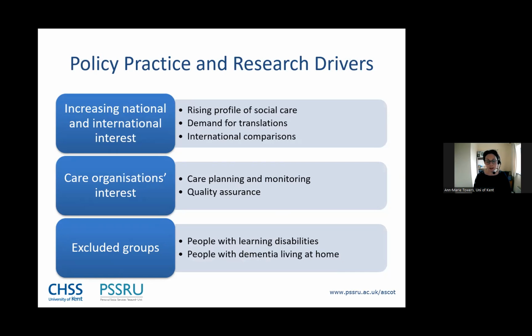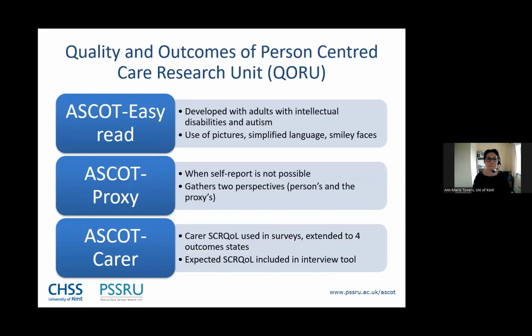And then finally, we recognised that having developed the ASCOT measures, self-completion tools, so the interview and the SCT4, which is sent out as a survey, we realised that some groups were being systematically excluded. So in particular, people with learning disabilities and people with dementia living at home. We'd done that work around care homes that Anne described, but we hadn't thought about how we would capture people who have increasing needs in their own homes in the community. How do we give them a voice and ensure that their outcomes are being met? Next slide, please.